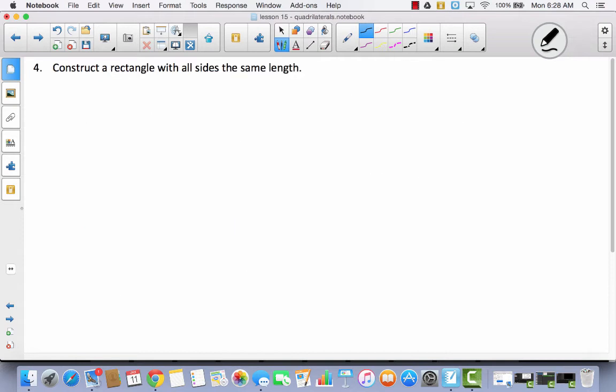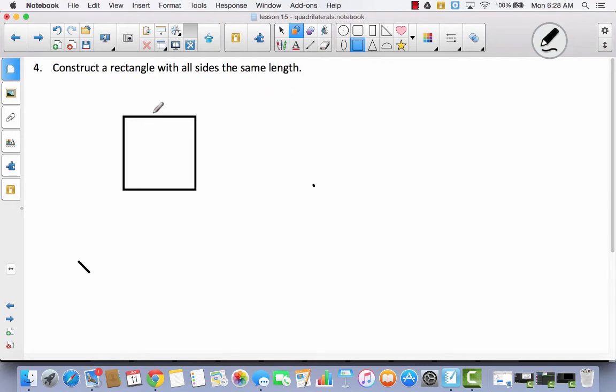Now it says construct a rectangle with all sides the same length. Well, there was only one of those rectangles. There were 2 of them, but only one of them had 4 sides that were the same length, and that was the square. So let's go ahead and draw our square. You can make this a little bit bigger because this is the only one that we're going to be drawing in this space. All right, so we've got parallel sides. We've got 4 right angles. And we also have 4 equal sides. Okay? This is a square. There you go. This is a square.